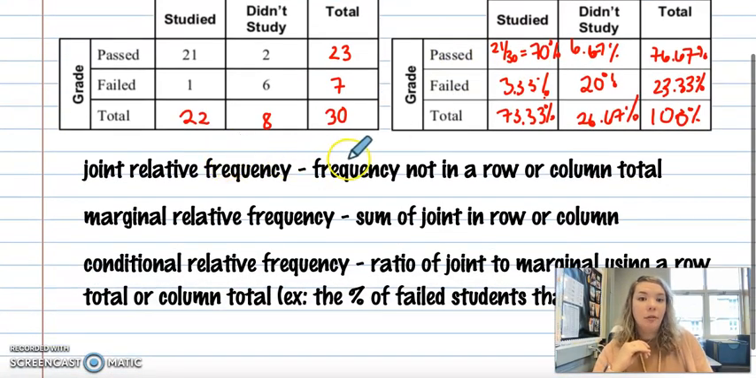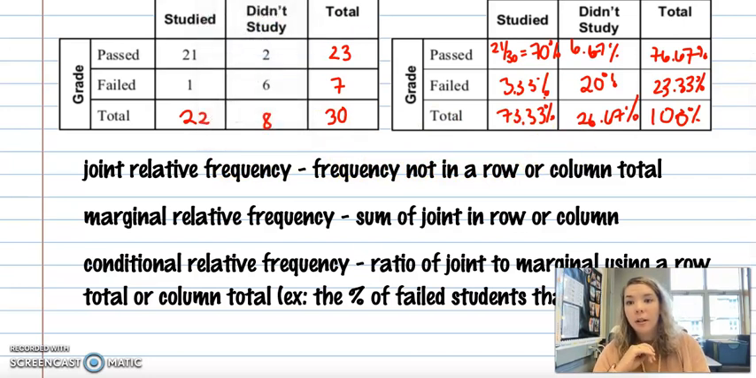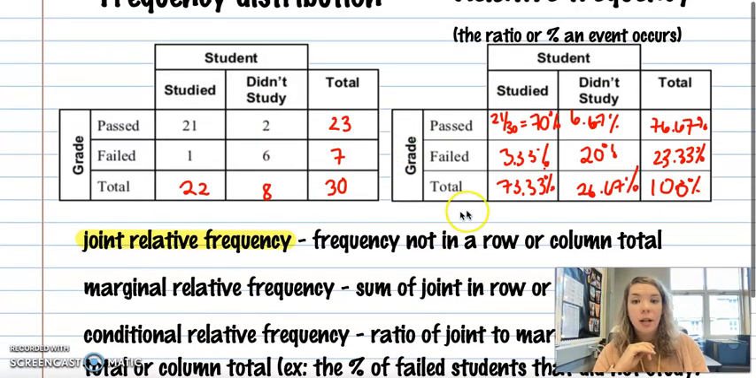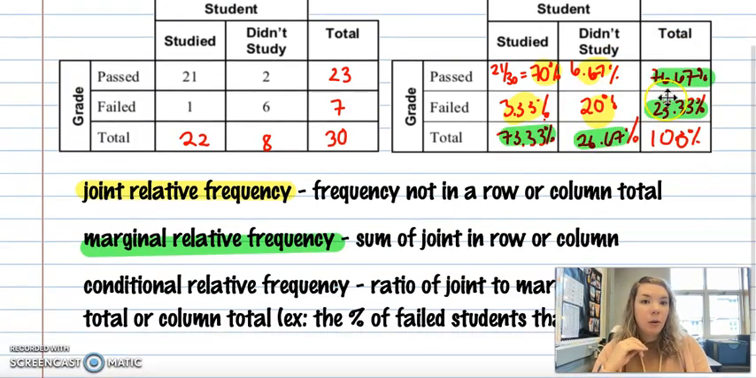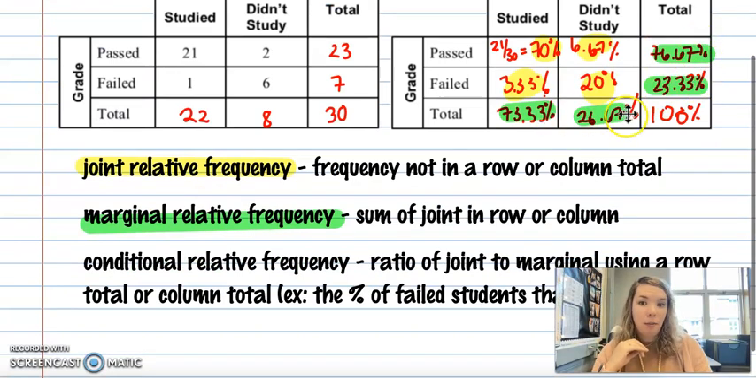Joint relative frequency is a frequency not in a row or column total. So I'm going to highlight here joint relative frequency. And relative frequencies are always these percentages, but they're saying that not in a row or column total. So these four that we actually calculated and didn't add up, those are joint relative frequencies. A marginal relative frequency is the sum of a joint in a row or column. So that would be these edge cases here. Okay, so totals of rows or totals of columns.